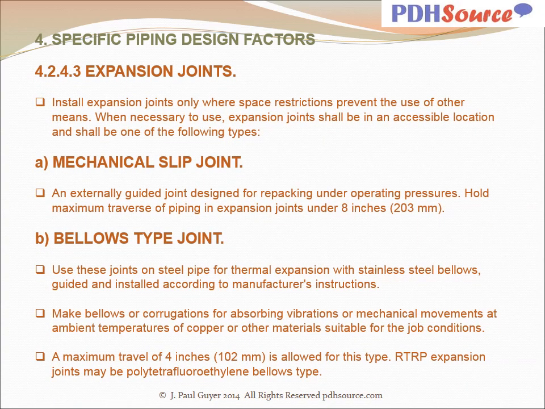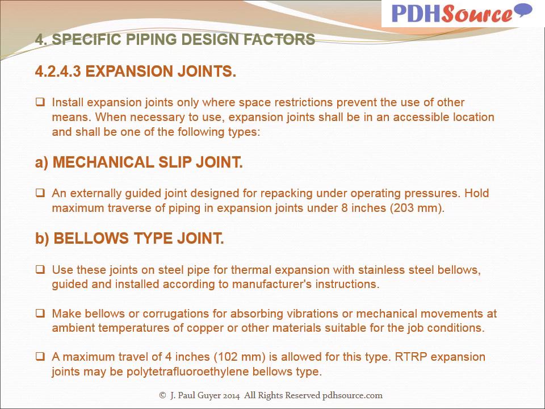Install expansion joints only where space restrictions prevent the use of other means. When necessary to use, expansion joints shall be in an accessible location and shall be one of the following types: mechanical slip joints, an externally guided joint designed for repacking under operating pressures. Hold maximum traverse of piping in expansion joints under 8 inches. For bellows type joints, use these joints on steel pipe for thermal expansion with stainless steel bellows guided and installed according to the manufacturer's instructions.